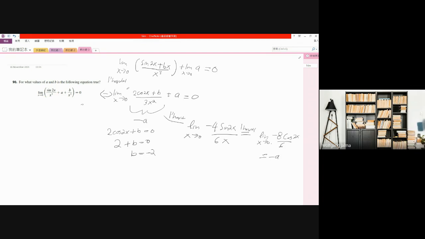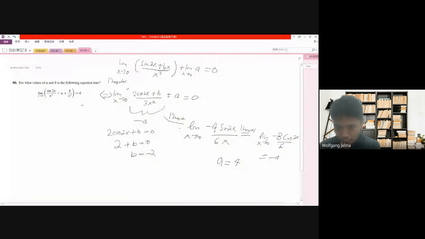What? A over minus... Yes. So a is 4 over 3. Because this is minus and minus 2. So from here we get a equals to 4 over 3.